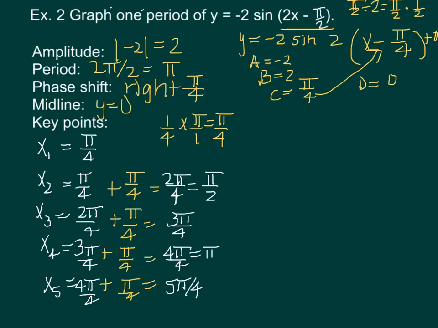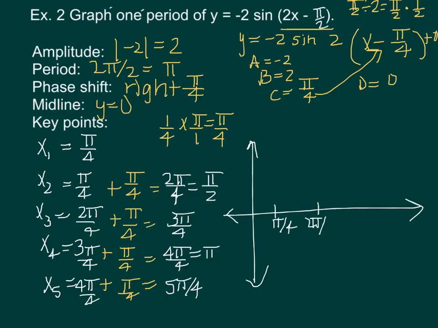So notice all of my x values are positive. And you just place them on your x-axis. And my max is 2. My min is -2. My midline is at 0.